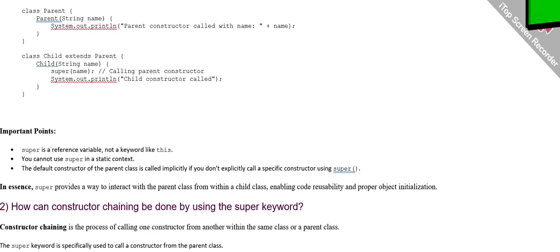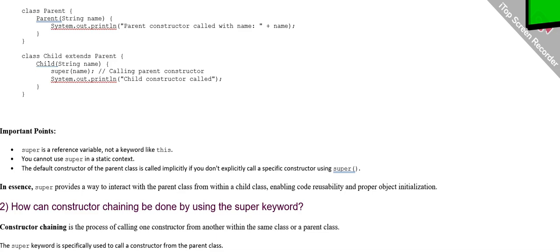Class Child extends Parent. Child(String name). super(name); // calling parent constructor. System.out.println("Child constructor called").